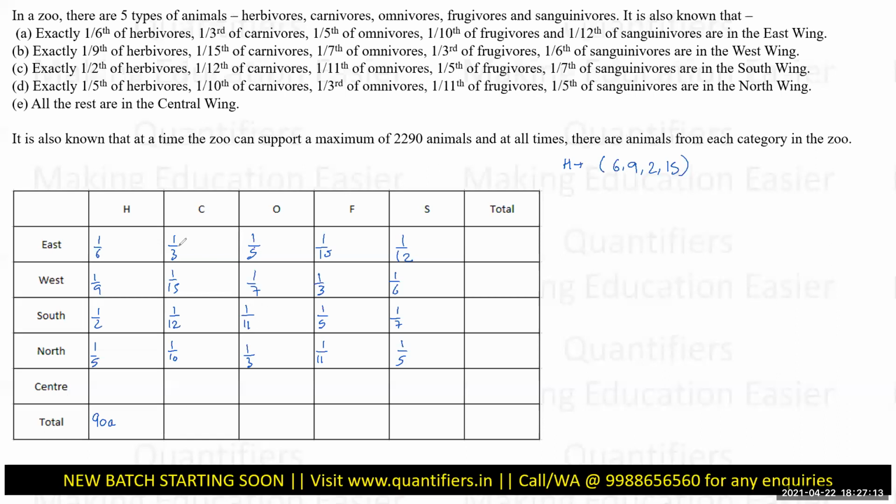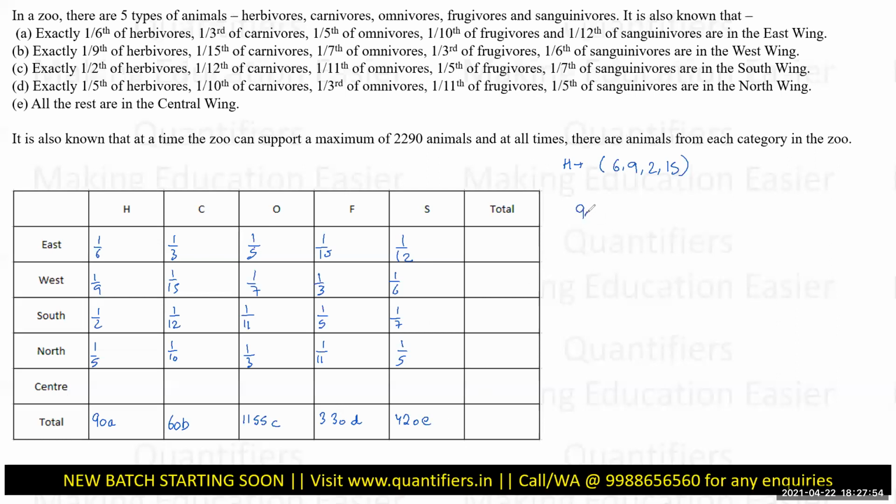Similarly, when I talk about 3, 15, 12, and 10, these must be of the type 60B, because the LCM is 60. Then 5, 7, 35, 385 into 3 is 1155. Then 15, 3, 11, 495, 330. 330 is the LCM. Then 12 and 84 into 5, 420. Now, these are the different types of animals that are available.